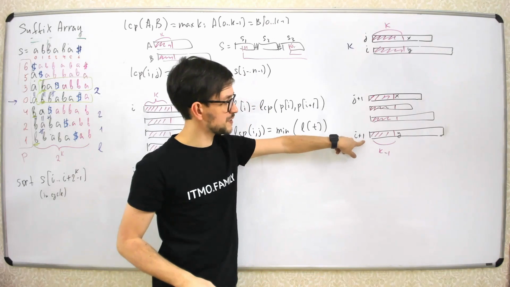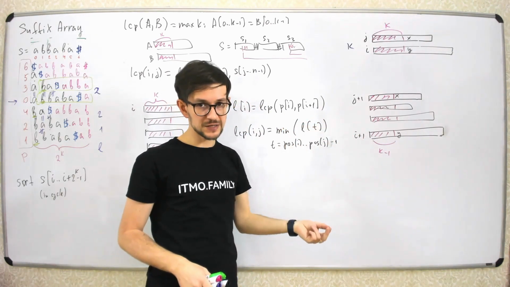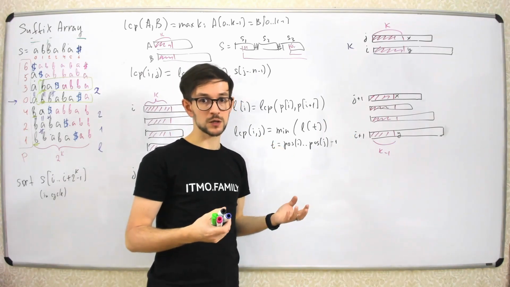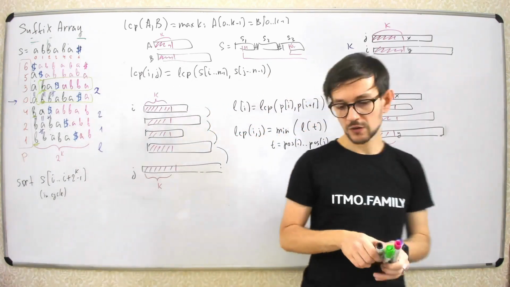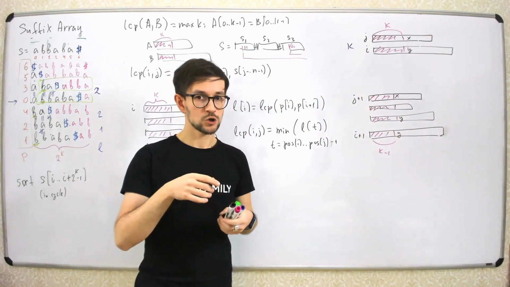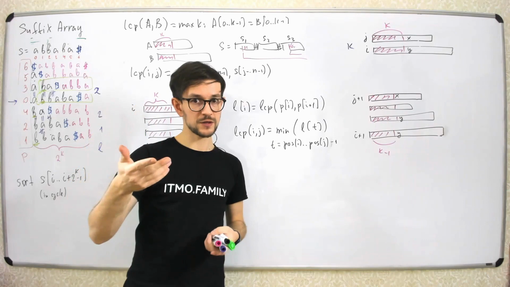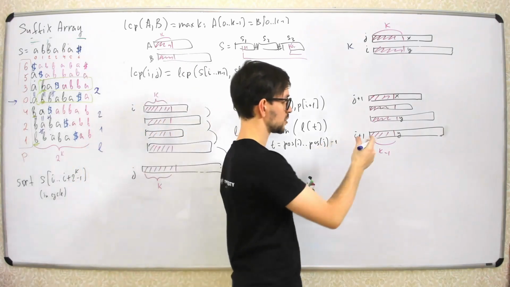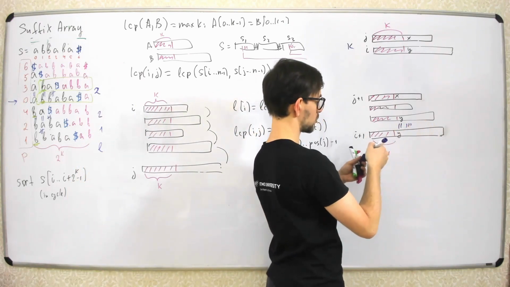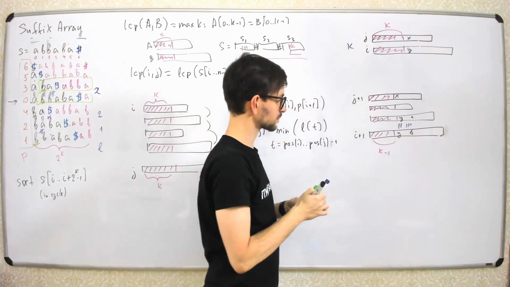So the LCP of this i plus 1 and the previous suffix must be at least k minus 1. But it can be more than k minus 1. So the character here may be y, for example. So we just continue to compare these characters one by one until we find different characters. We just skip all these characters and start comparing from here. So we find the first character which is different again. Here we have A, here we have B. And stop there.